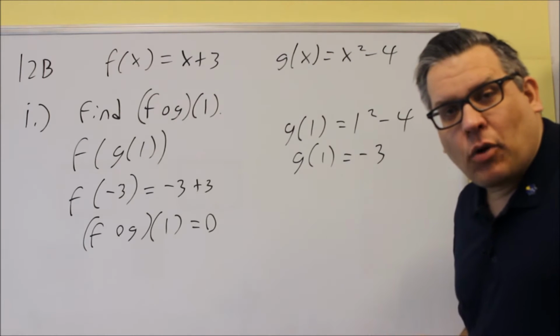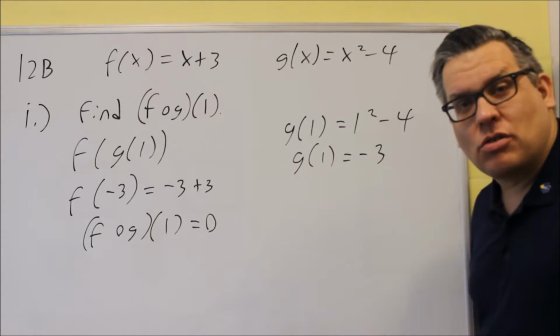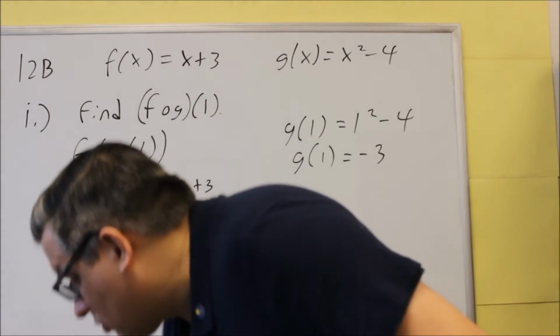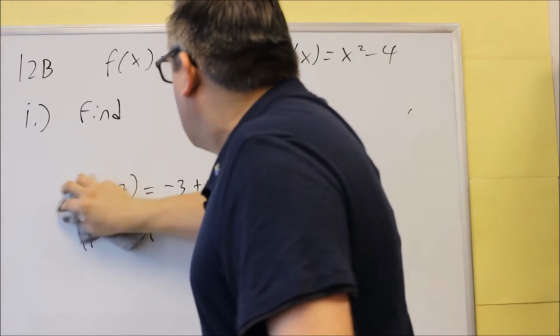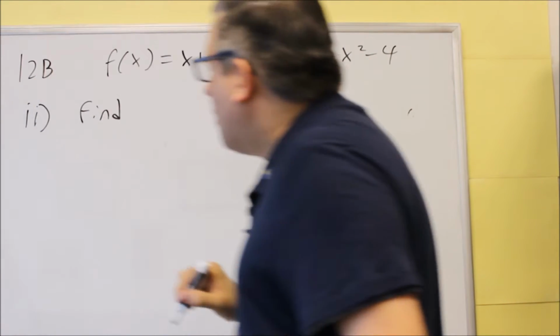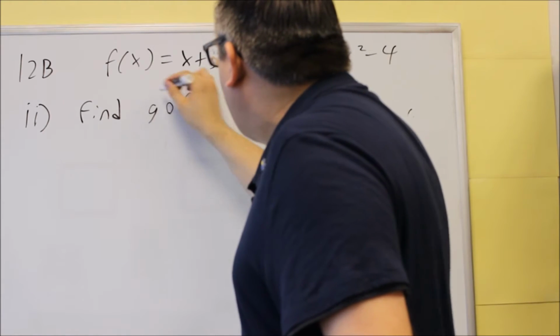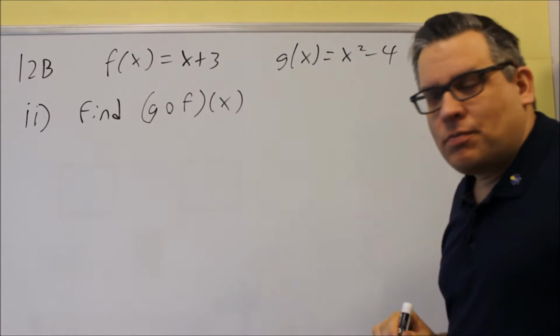The next one, they want us to find g of f of x, but the instructions say to factor your answer. So we'll have to keep that in mind when we do that. So erase this. This is now double I. We're going to find g of f of x, and then it asks us to factor our answer.